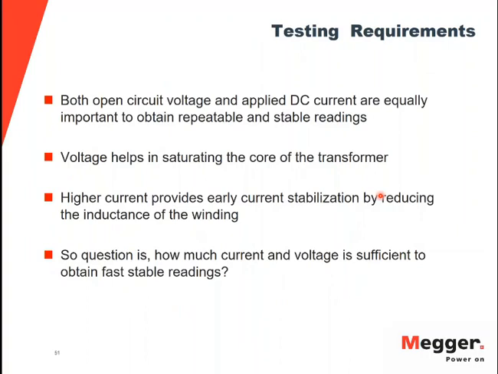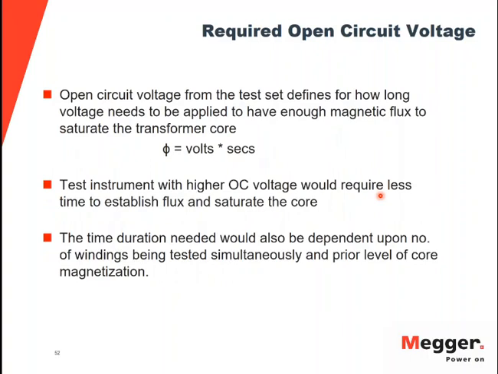So to reiterate, you need two things to make this winding resistance work. You need to have enough open circuit voltage to set up enough amount of flux, and then you need to have enough current so that it can stabilize. So when you are picking any instrument, make sure that you don't pay attention only to the amount of current that it can give you. Also look at the open circuit voltage, because that is the part that would saturate the core of the transformer.